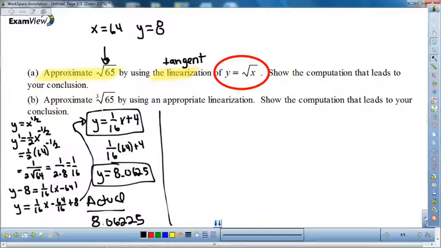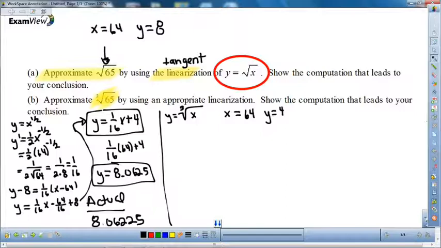In part B, it's asked us to approximate the cube root of 65. For this one, they don't give us an equation, so we're going to have to come up with the equation ourselves. So it's going to be the cube root of x. In this case, x would be 64. So that means y is 4. That is the closest approximation to 65. 4 to the third power will give you 64. So 64 to the 1/3 power gives you 4.